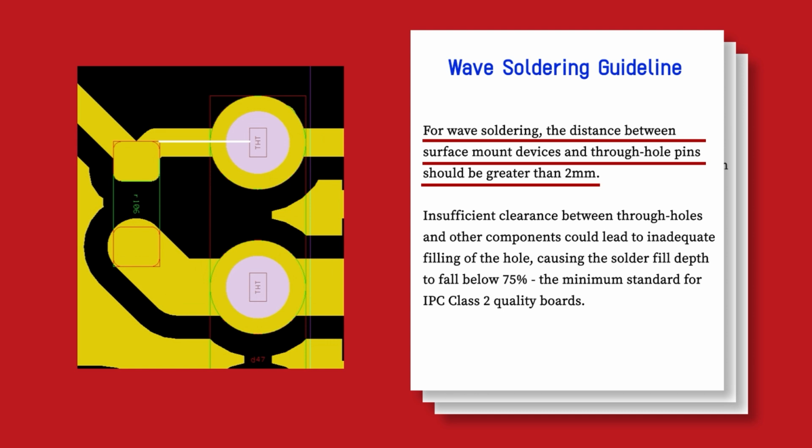Insufficient clearance between through-holes and other components could lead to inadequate filling of the hole, causing the solder fill to fall below 75%, the minimum standard for IPC Class 2 quality boards.